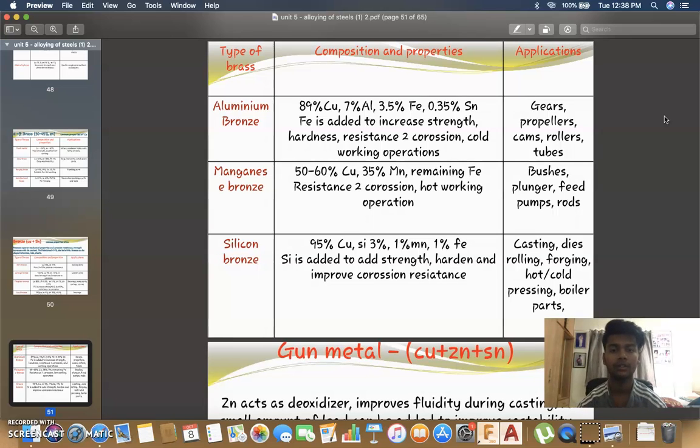And aluminum bronze: 89% copper, 7% aluminum, 3.5% iron, and 0.35% tin. Fe is added to increase strength, hardness, and resistance to corrosion; used in cold working operations, gears, propellers, cams, and roller tubes. Manganese bronze: 50 to 60% copper, 35% manganese, and the remaining percent is iron; resistant to corrosion, used in hot working operations. And then silicon bronze: 95% copper, 3% silicon, 1% manganese, 1% iron. Silicon is added to add strength, hardness, and improve corrosion resistance. Used in casting dies, rolling, forging, hot work, pressing, and boiler parts.